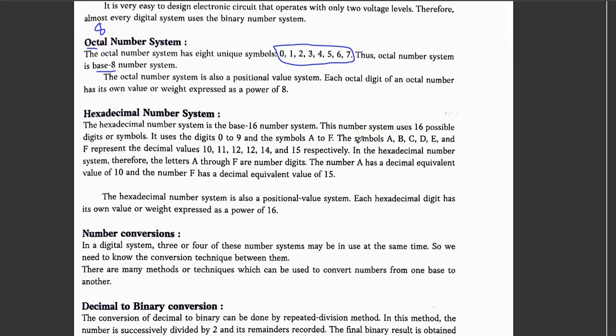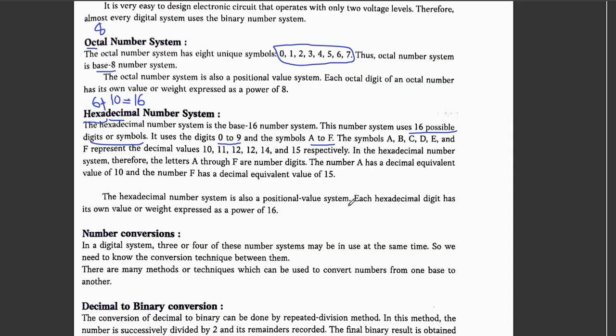Similarly, we have the hexadecimal number system. Hexa means 6, deci means 10, so in total 6 plus 10 equals 16. Here we will have 16 symbols, or digits. 0 to 9 gives 10 symbols, and a to f gives 6 more. So we have a total of 16 symbols or digits.